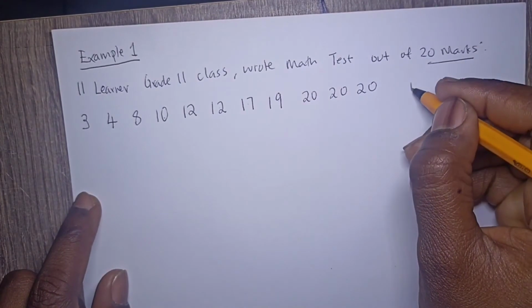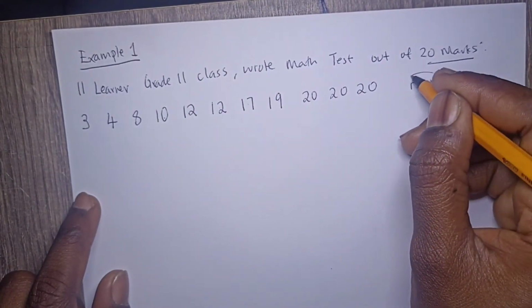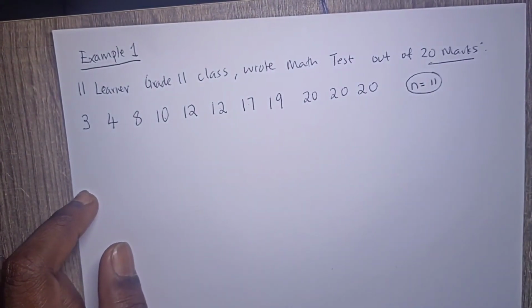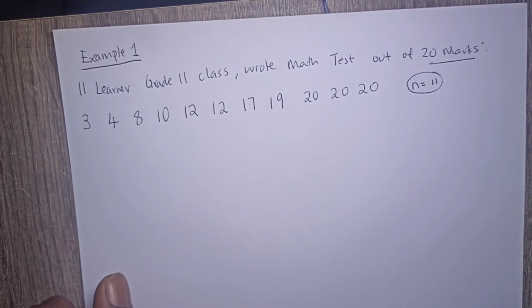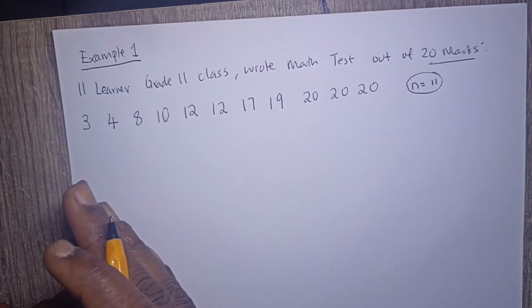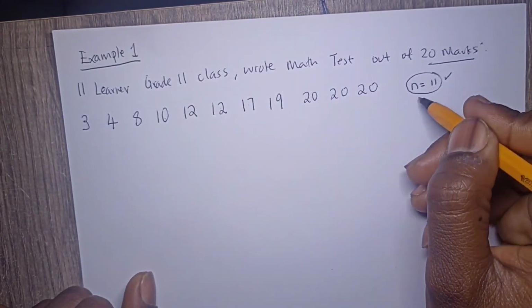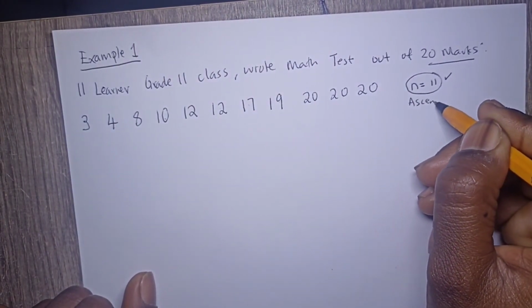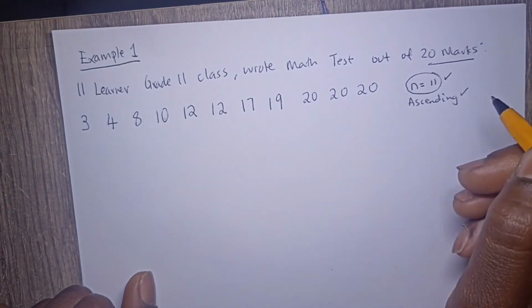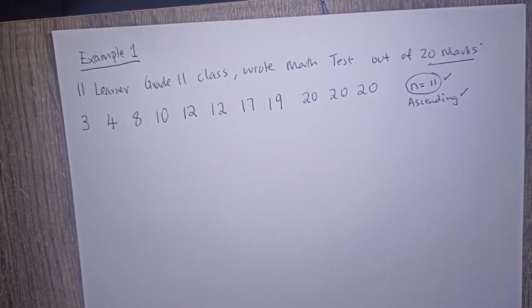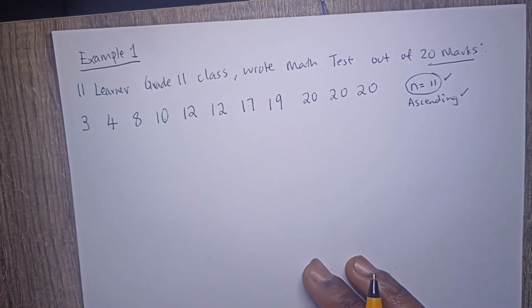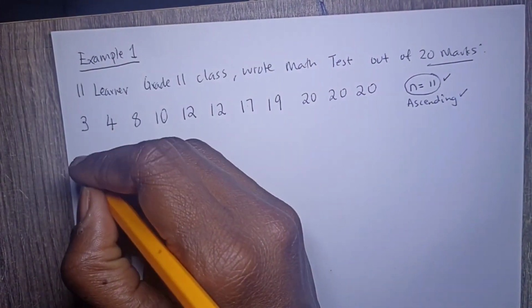Okay, so how many people are in this class? 11 people. So it's always important to identify the total number of people in the class. You need to count. Number two, make sure that your data set is in ascending order. It's always advisable to make sure that your data is in ascending order first. If it's not, you just go ahead and put it. So with this one already, it's given in ascending order. Then you start answering the questions.